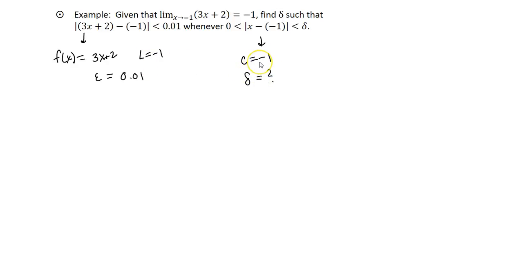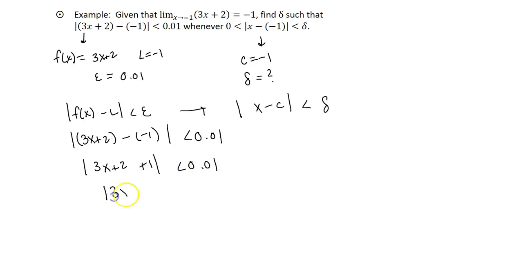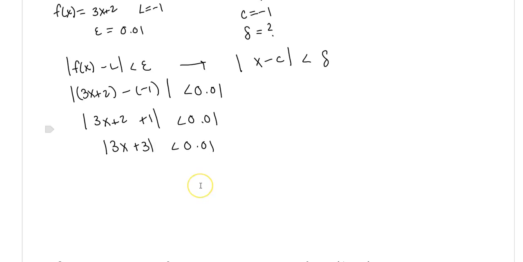Now, it's just a coincidence in this problem that L and c are the same value, so don't let that throw you. But we are still trying to start with the absolute value of f of x minus L less than epsilon and get to the absolute value of x minus c is less than some delta. So I'm going to start with what I'm given. The absolute value of 3x plus 2 minus negative 1 less than 0.01. So that's really 3x plus 2 plus 1 less than 0.01. 2 plus 1 is 3. And I can go ahead and pull out the 3, and you know that it's going to be positive, so you can absolutely do that in one step.